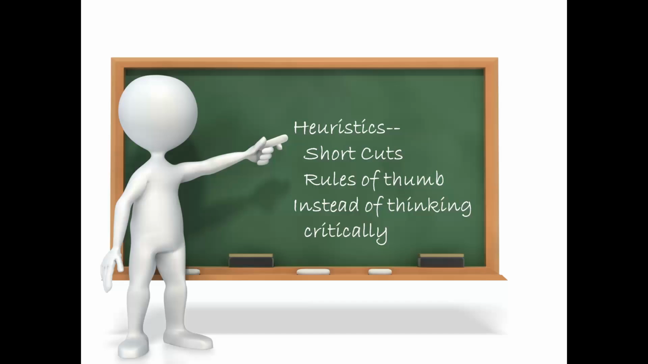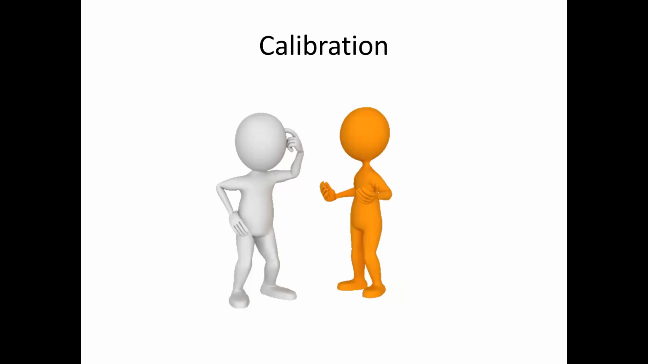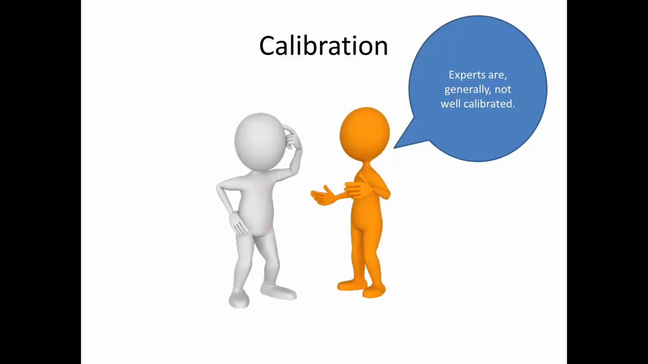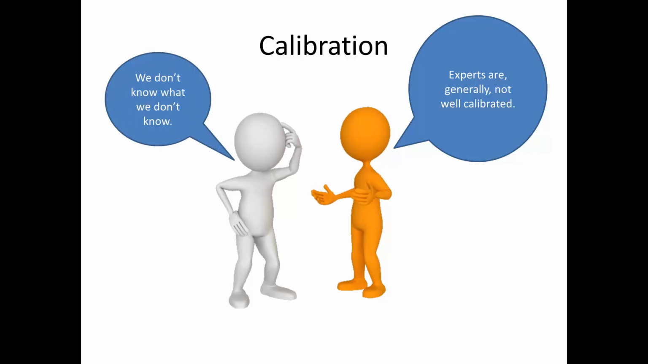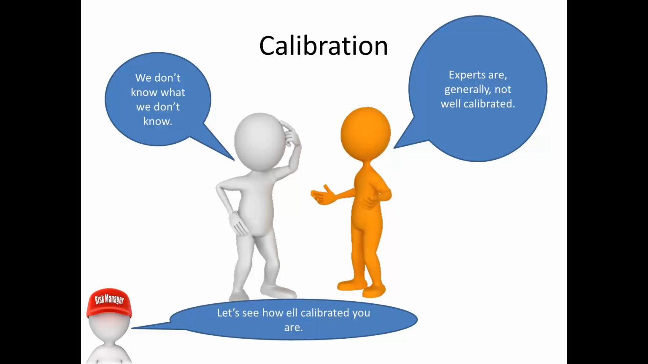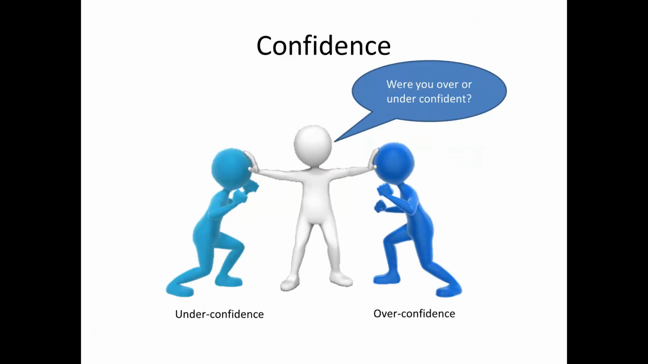So we looked at these sorts of heuristics, the shortcut rules of thumb that people use instead of thinking critically. So calibration, after we did the calibration exercise, we could conclude that experts are generally not well calibrated because they don't know what they don't know. After we did the calibration exercise, we found that most of our people were very much overconfident.